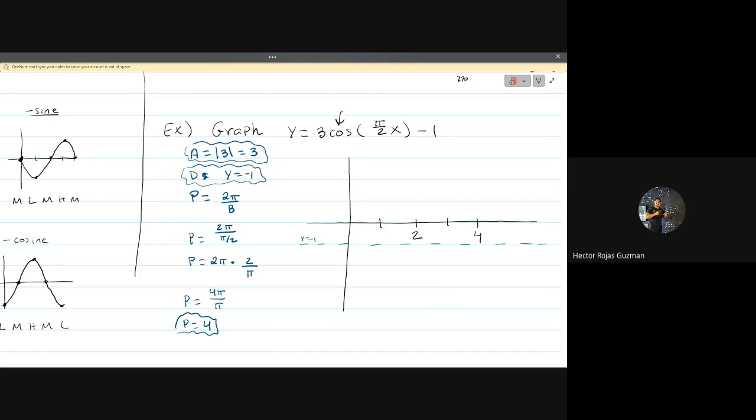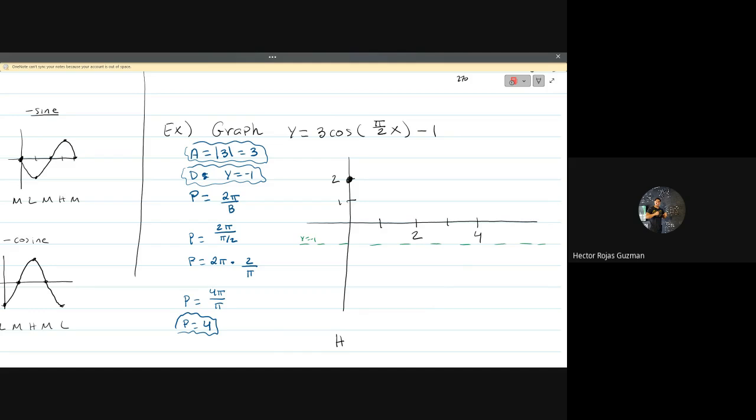We have a cosine graph. So the first point, it's going to start at the highest point. And the amplitude is 3. So just count 3 units up. 1, 2, 3. So that's where you start. You start with the high point.